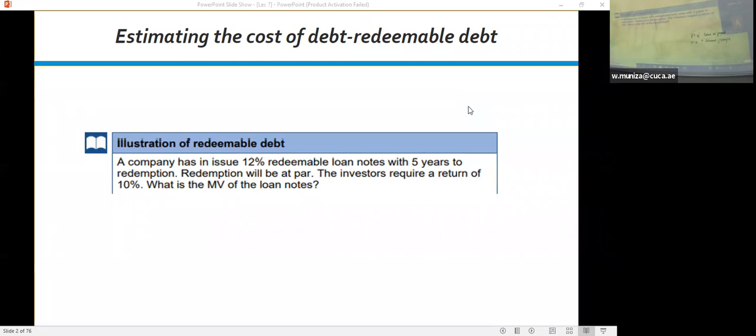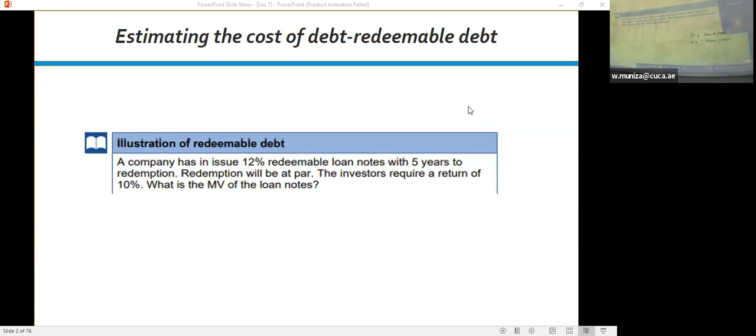It is 12% with 5 years to redemption. Redemption will be at par. The investors require a return of 10%. So my dear students, you are required to calculate the market value of the loan notes. How are you going to calculate it? Let's see. Students, what is the market value? You are required to calculate it.